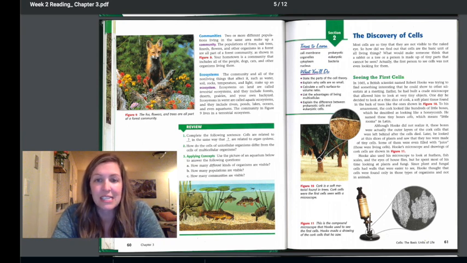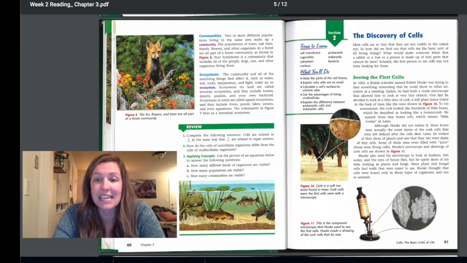Seeing the first cells. In 1665, a British scientist named Robert Hooke was trying to find something interesting that he could show to another scientist at a meeting. Earlier, he had built a crude microscope that allowed him to look at very tiny objects. One day, he decided to look at a thin slice of cork, a soft plant tissue found in the bark of trees, like the one shown in Figure 10. To his amazement, the cork looked like hundreds of little boxes, which he described as looking like a honeycomb. He named these little boxes cells, which meant tiny rooms in Latin.